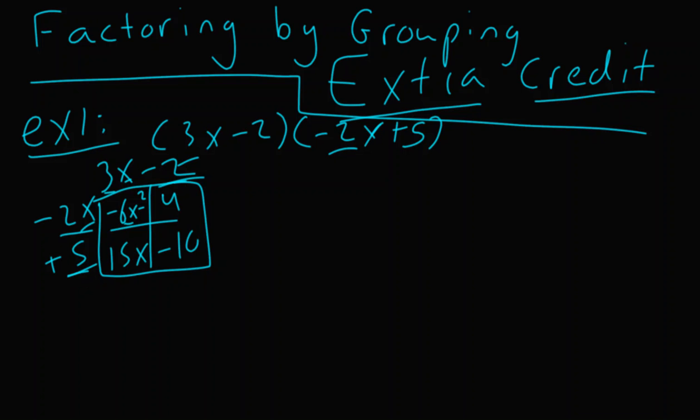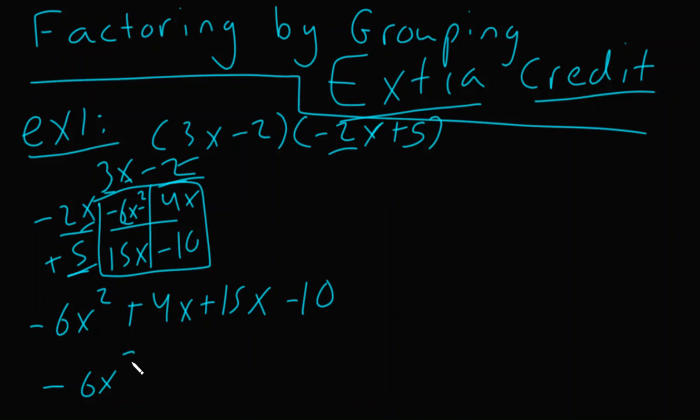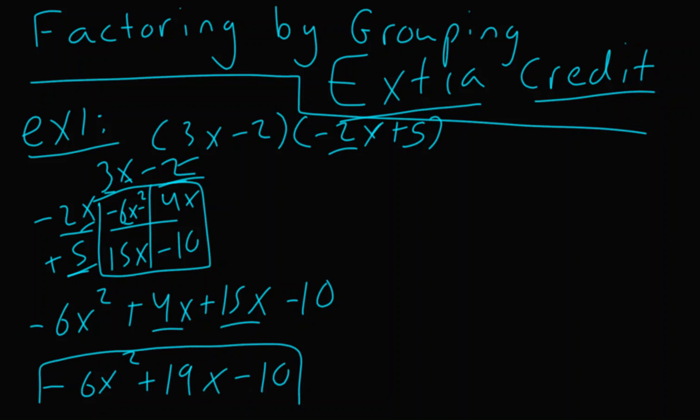Now, what would this look like if I wrote it out? Well, I would have negative 6x squared. Oh, I forgot my x right there. Come on, guys, help me out. Plus 4x plus 15x minus 10. And what if I reduce that? Well, I would have negative 6x squared, not reduced, but simplified. 4x plus 15x would be 19x minus 10. I would come up with that quadratic right there.